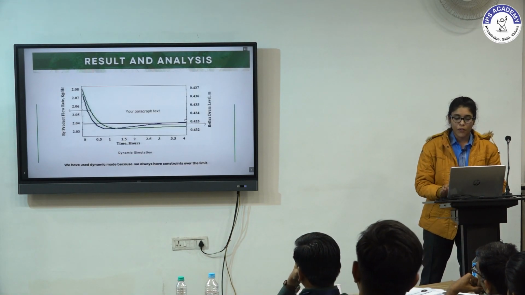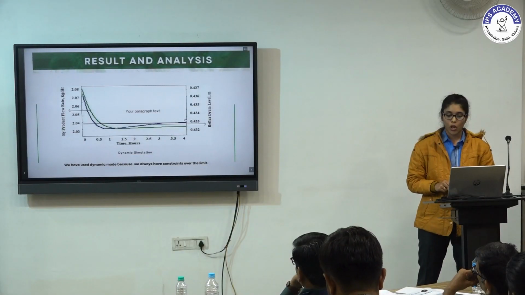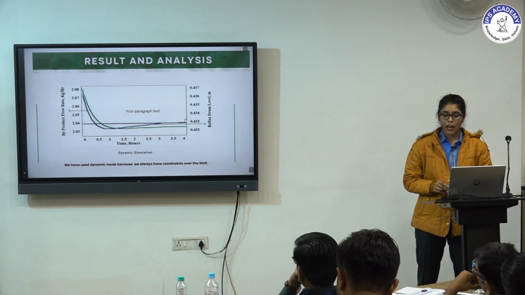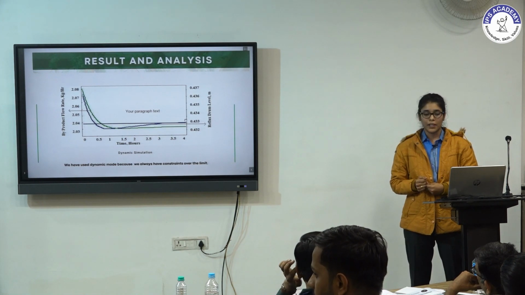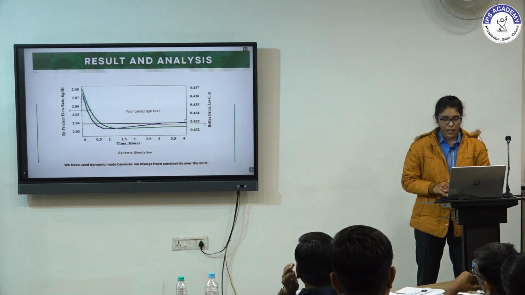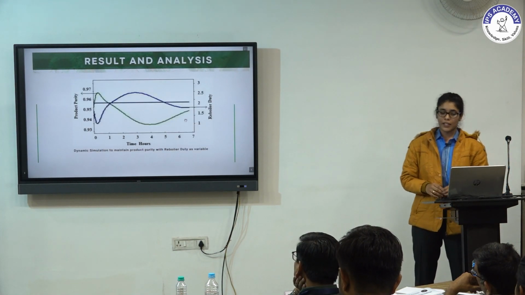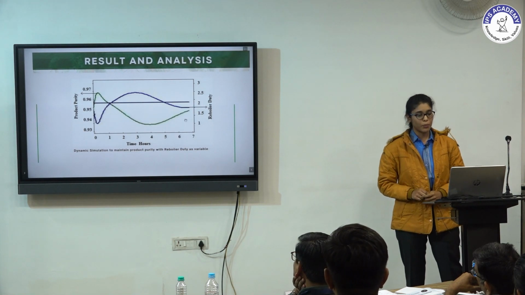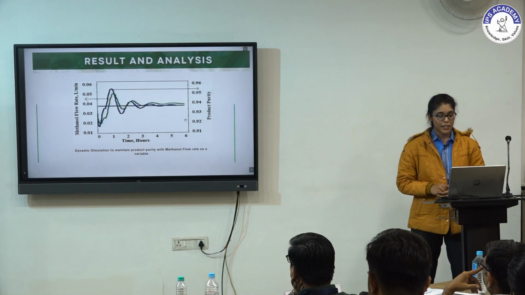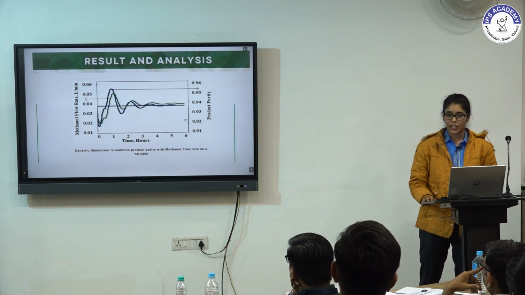Here is the graph of dynamic simulation. We have used dynamic mode because we always have to keep it constant within limits. For every graph, we need the lower limit and the higher limit. Here, the lower limit is 0.432 and the higher limit is 0.437. This graph represents the dynamic simulation to maintain product purity with reboiler duty as the variable. And this graph represents the dynamic simulation to maintain product purity with methanol flow rate as the variable.